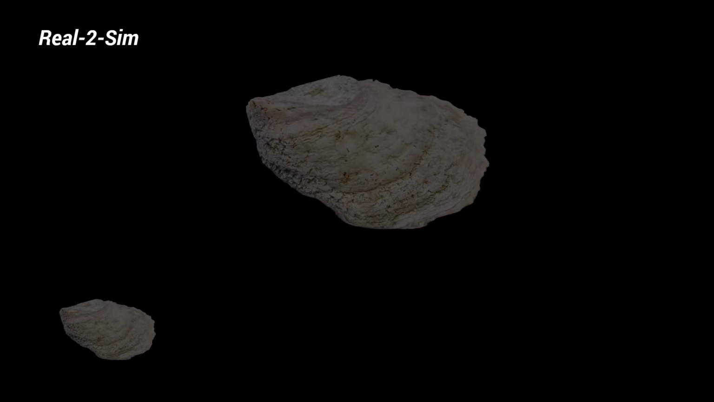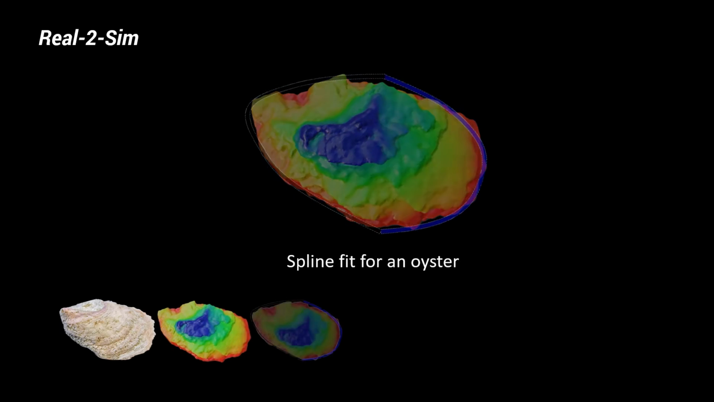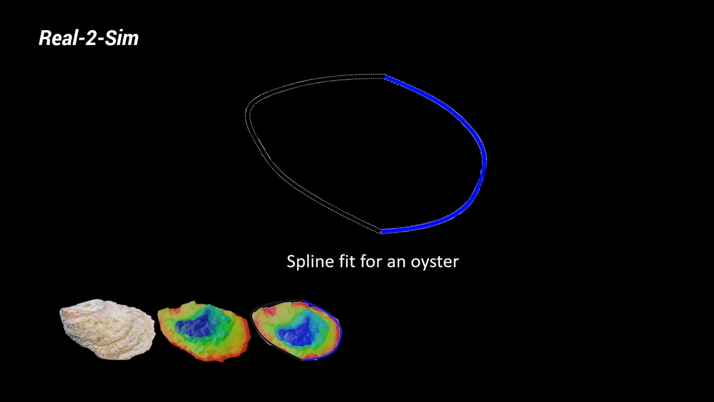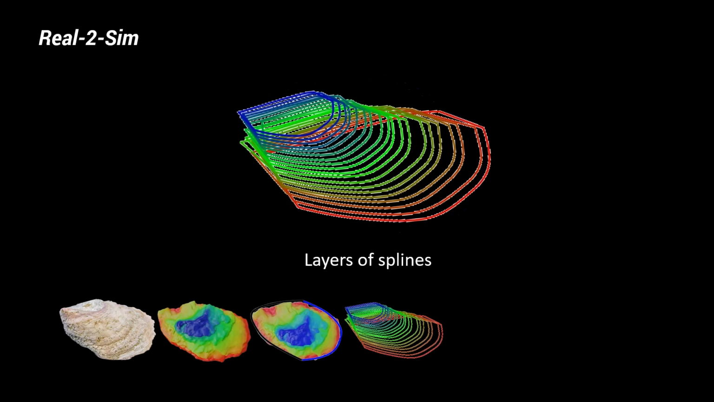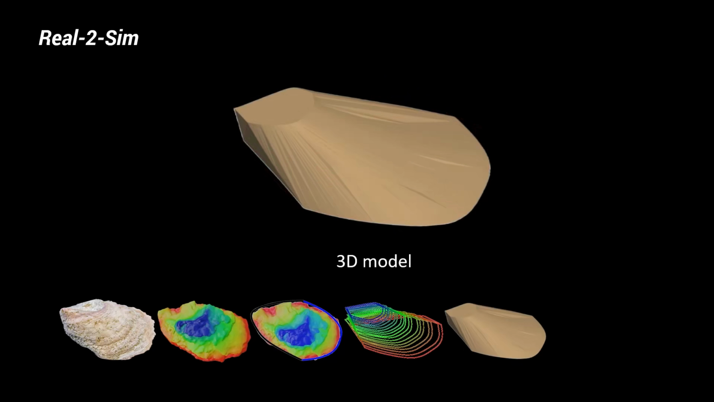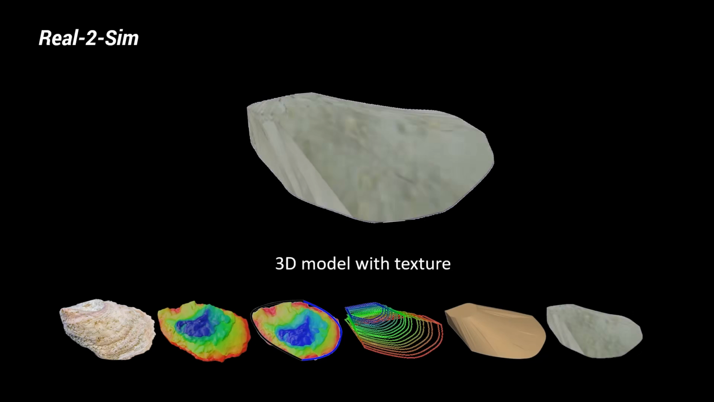Steps in the geometric modeling of the oyster are demonstrated here. We 3D scan the real oyster, then we use splines fit to the oyster's bottom layer to model it. We extend the 2D model to the 3D model with multiple layers of the spline. PyVista is used to generate 3D models from the layers given. Finally, we apply the texture to the generated 3D model of the oysters.